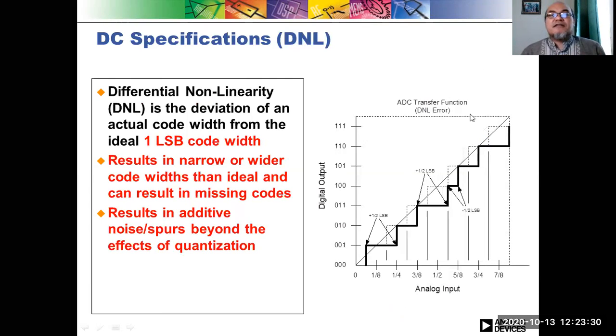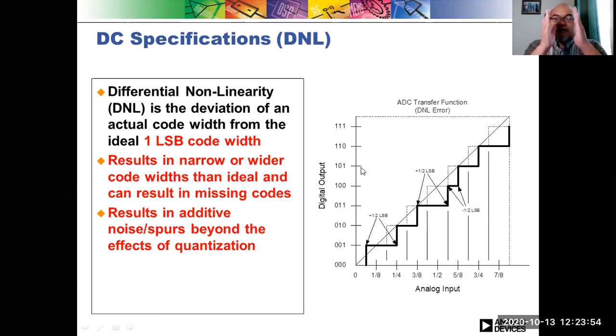So this is differential nonlinearity. This is another performance parameter. Differential nonlinearity is the deviation of an actual code width from the ideal one least significant bit code width. This is one of the errors, a deviation from the one least significant bit code.